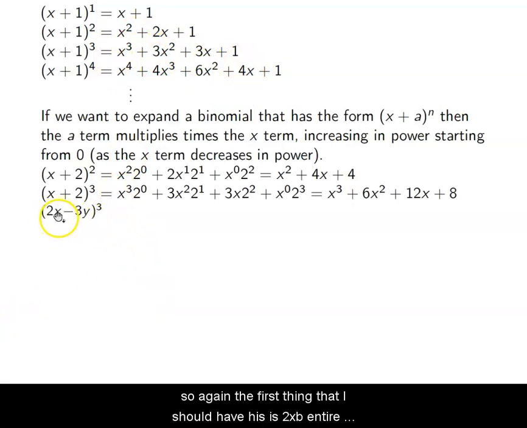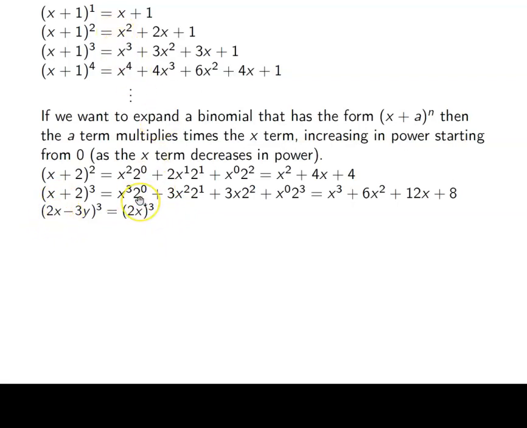So again, the first thing that I should have is this 2x being cubed, the entire term, not just the x, right? Or just the 2, the whole thing, coefficient of 1. Just like here. Then I have the second term to the 0 power. Okay, so this negative 3y, include the negative with it because it'll alternate signs.